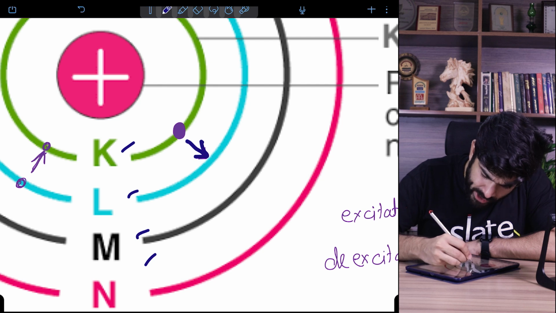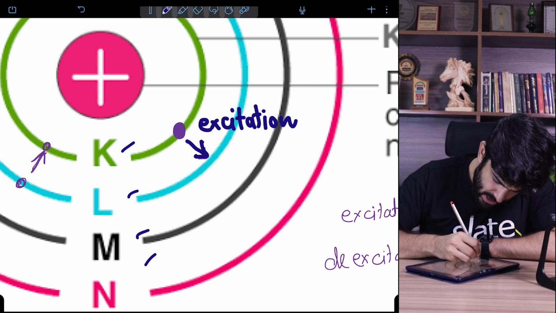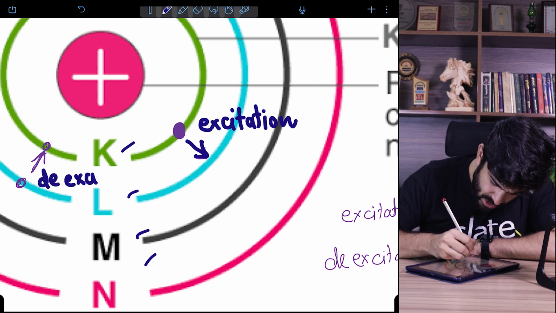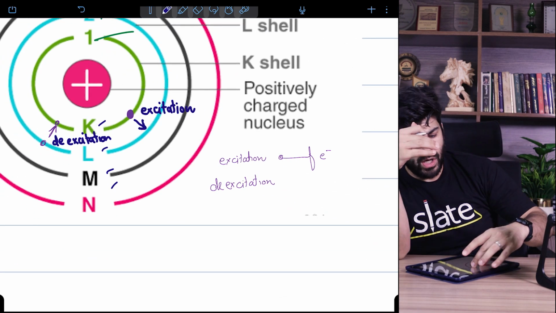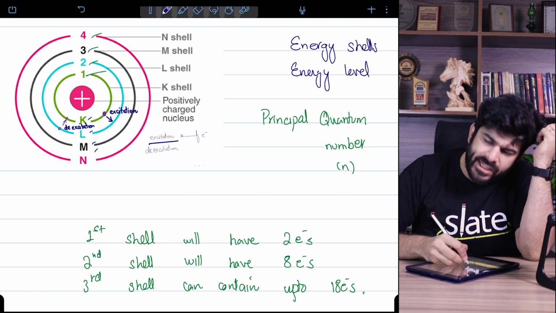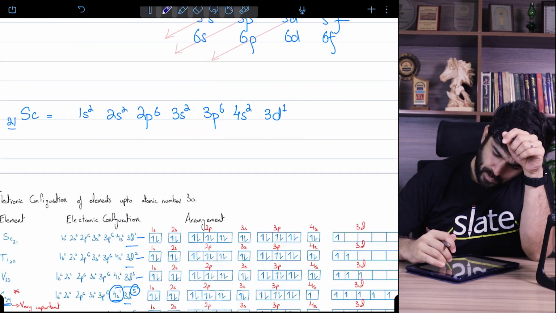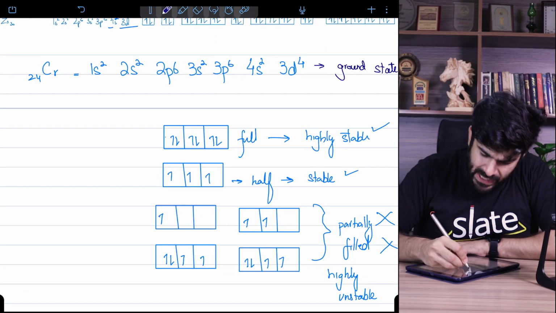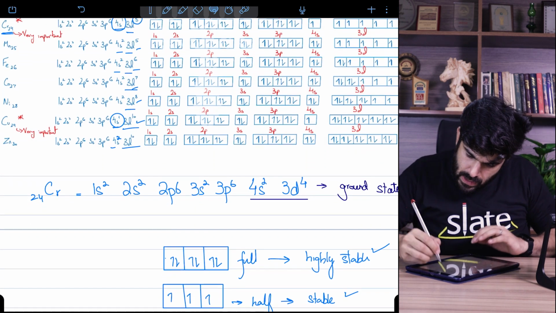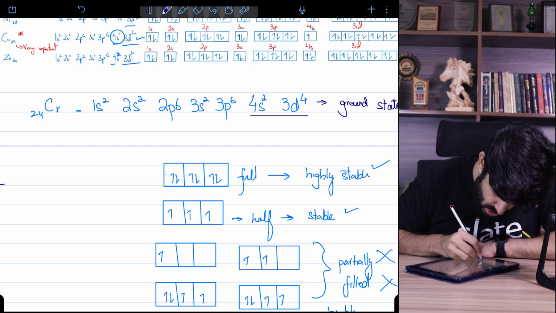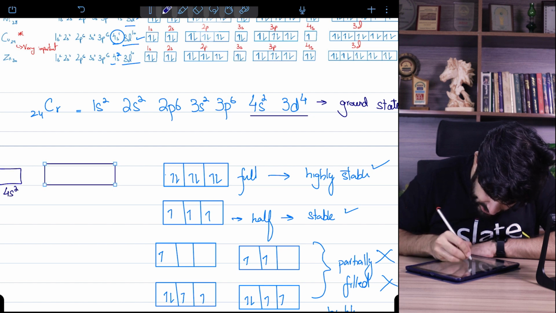If an electron from a lower energy goes to the higher energy, that is excitation. And this is de-excitation. So if an electron gains energy, it jumps from a low energy orbital to a high energy orbital. That is excitation. So what is happening here, students? Let me show you. Let's just draw these two, 4s2 and 3d4 orbitals. Ab isme, if we look at this, this is 4s2 and this is 3d4.